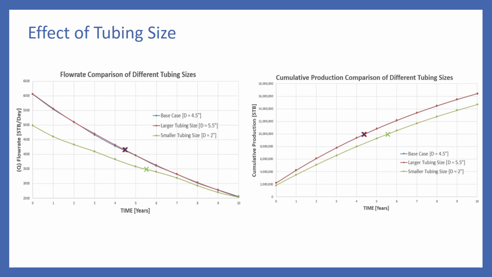We concluded from this that increasing tube size may not have a substantial effect, barely changing production in this case. However, decreasing the size of tubing 2.5 inches caused a 1,000 barrel per day drop in initial production. It also led to 5.5 years of production to reach the 10 million barrel limit, a 22% increase from the base case. We believe this large drop in flow may be because of a smaller tubing size, choking the well from producing its full potential.